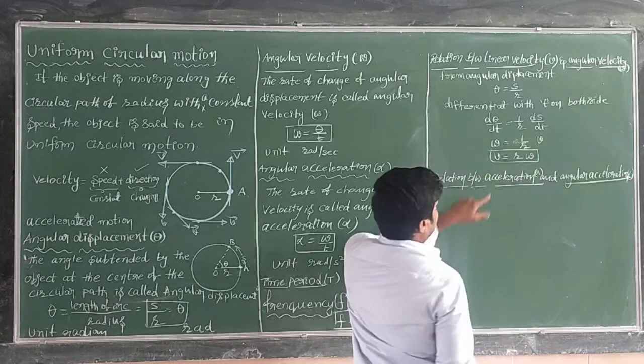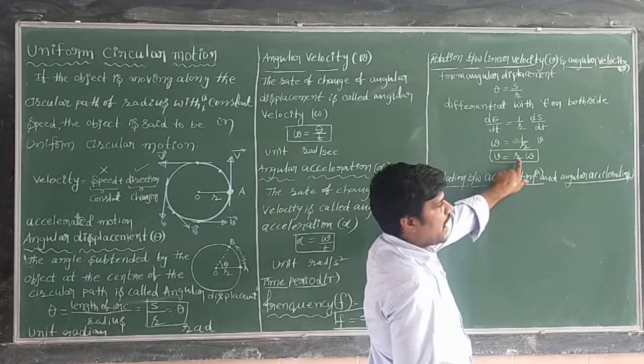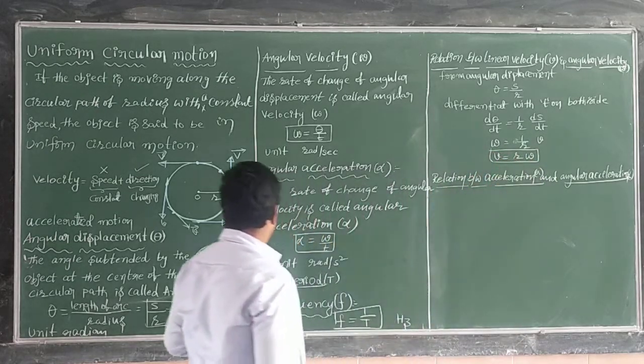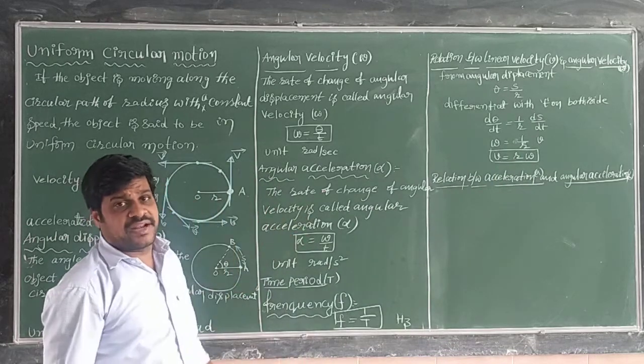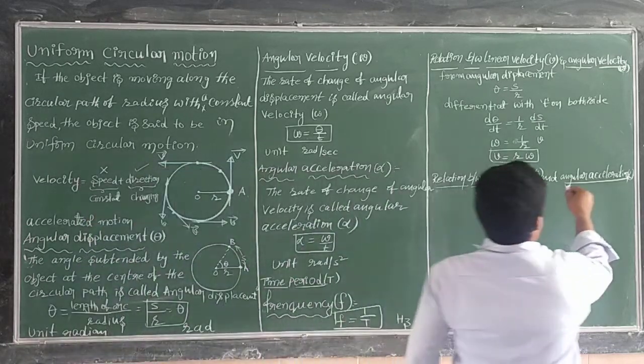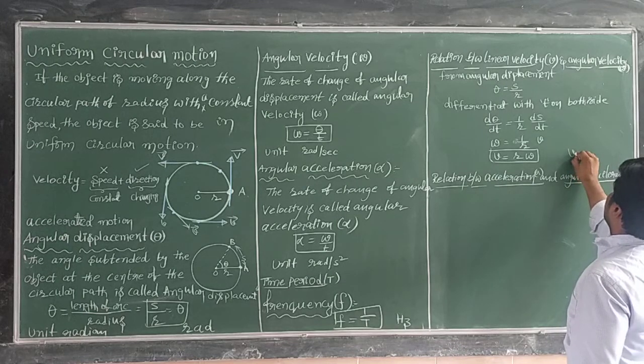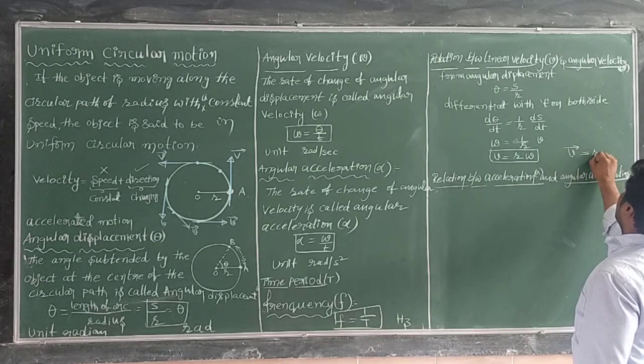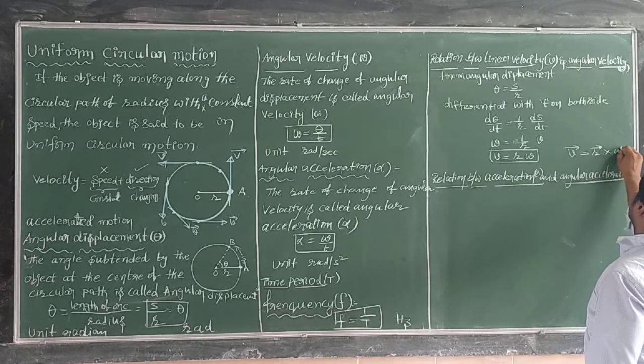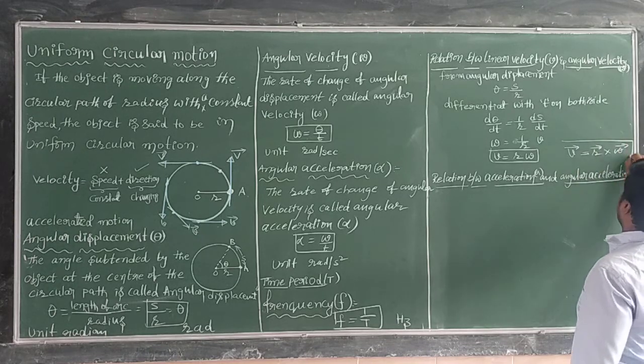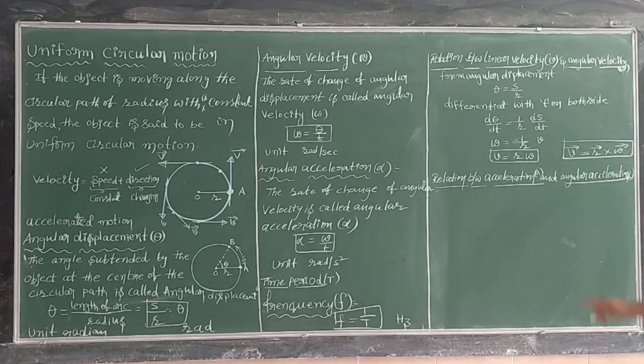Now v is linear velocity, r is the radius of the circular path, and omega is angular velocity. In vector form, we can write v bar is equal to r bar cross omega bar. This is the relation between linear velocity and angular velocity.